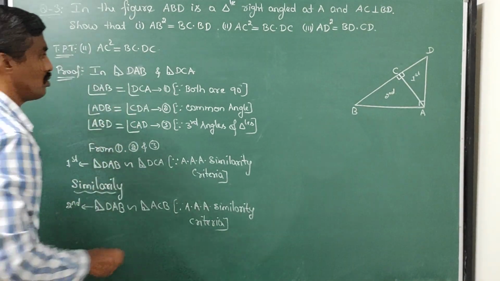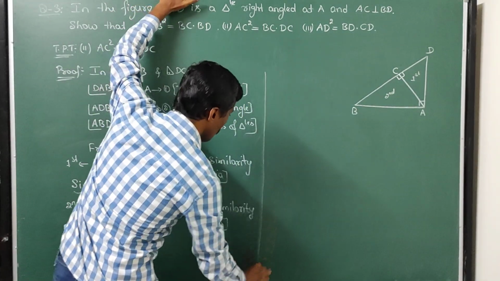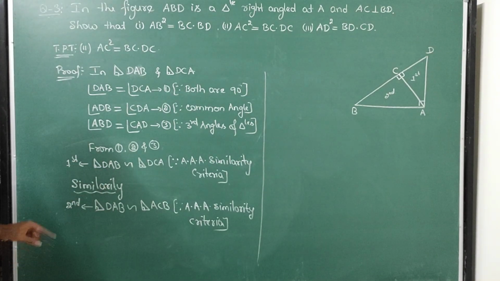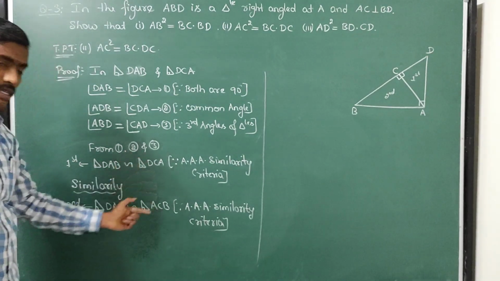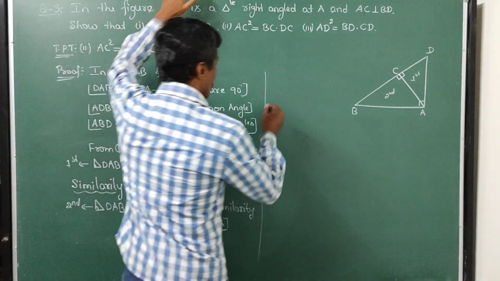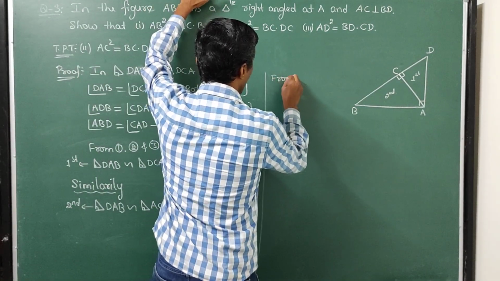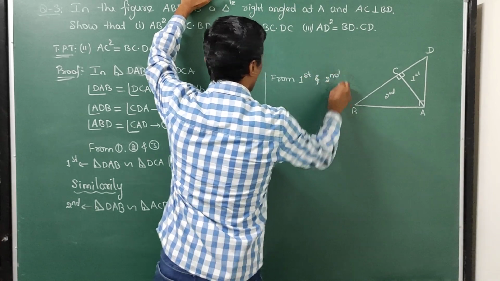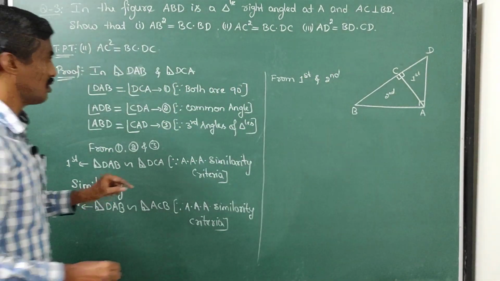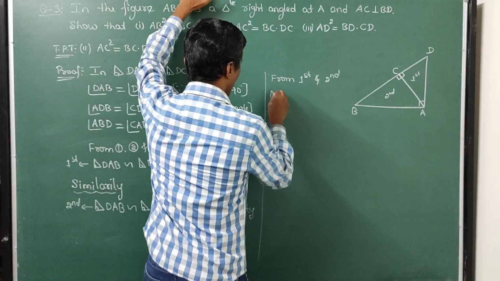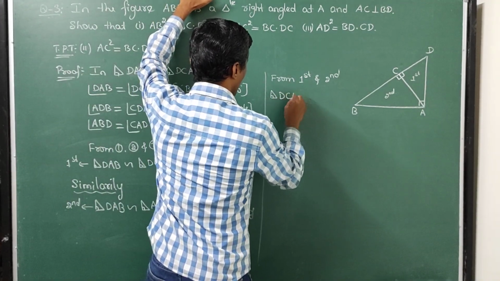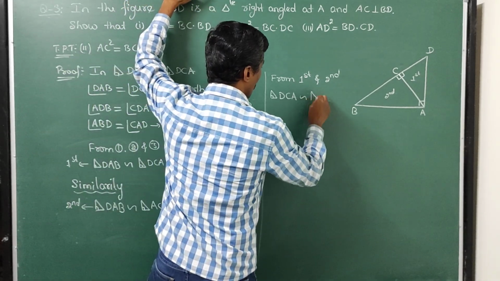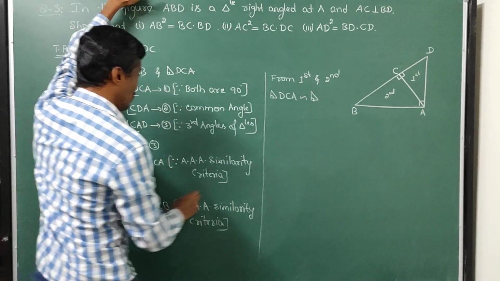So from 1 and 2, observe the left hand sides are the same triangle, therefore the right hand sides are similar. So from the first and second points, triangle DCA is similar to right angle triangle ACB.